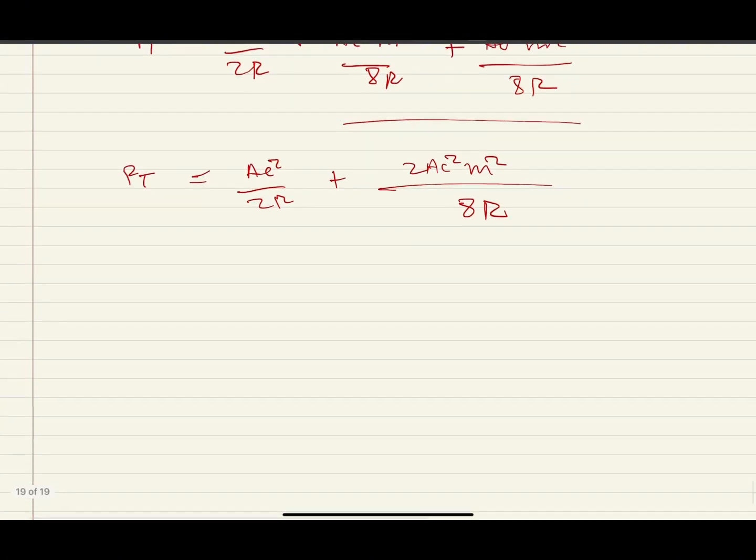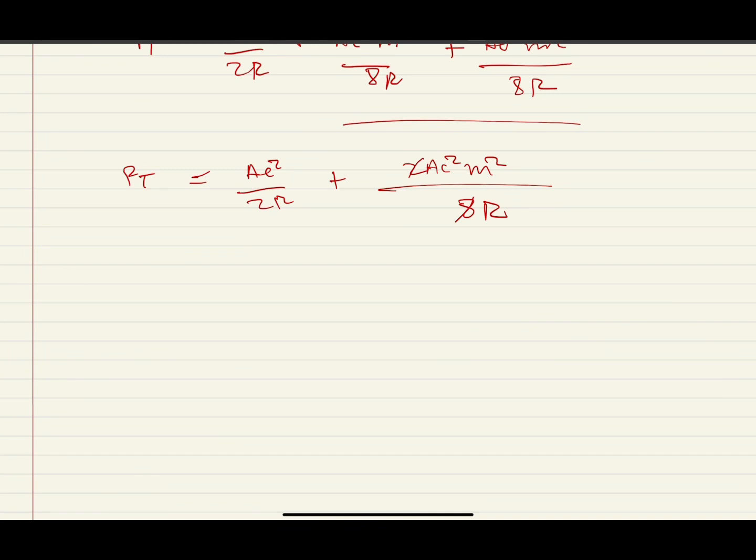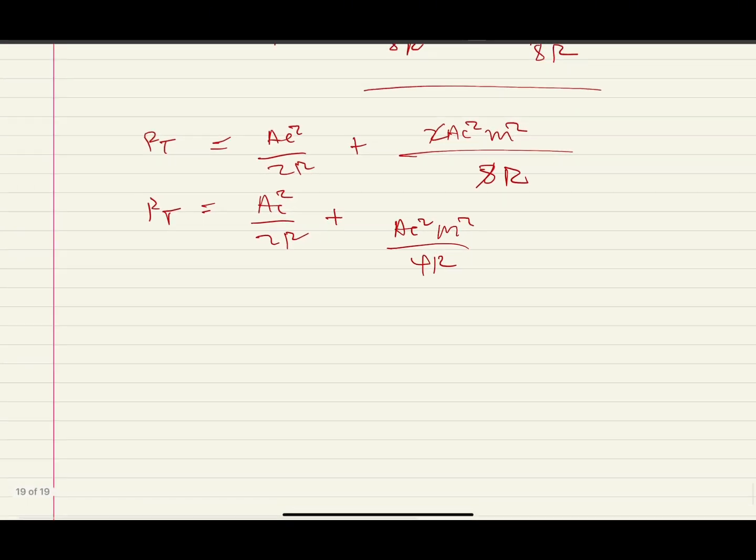PT is the total power requirement, and then these two cancel, so we are going to get PT equal to AC squared over 2r plus AC squared m squared over 4r. So what we can do right now is simplify it further: PT equal to AC squared over 2r into bracket 1 plus, AC squared has come out, m squared over 2.